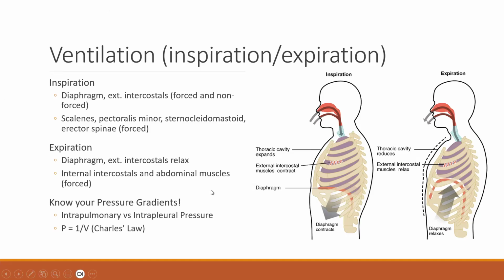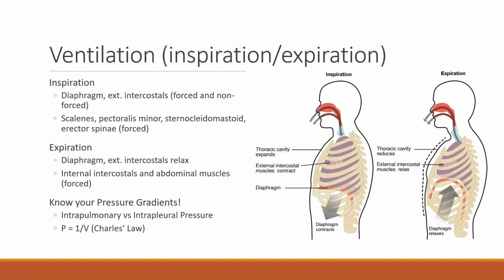And then also know your pressure gradients. So what is intrapulmonary versus intrapleural pressure? And then the other part is understanding Charles' law, which is just pressure is inversely proportional to volume. So if I have less volume in my lungs, then my pressure will increase, and vice versa.